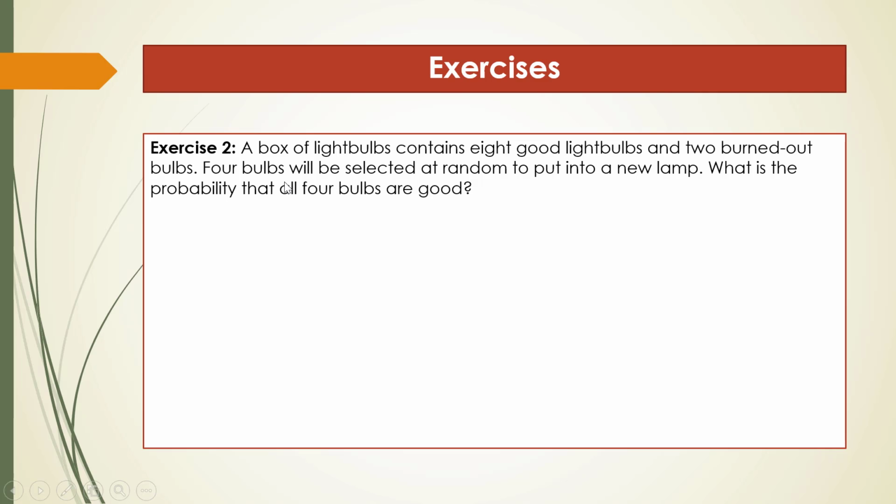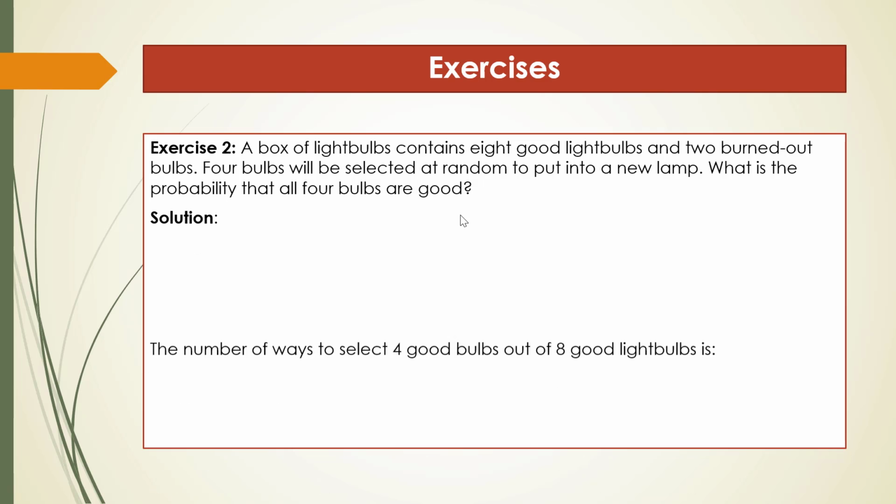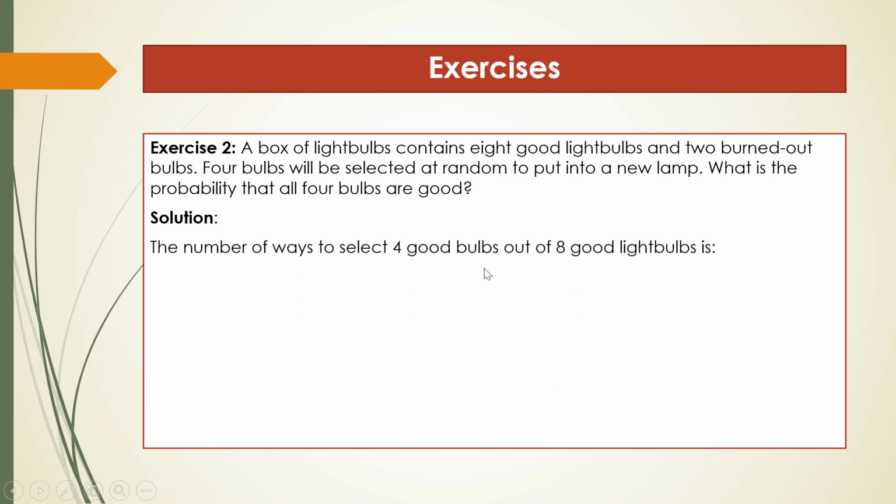To find the probability that all 4 bulbs are good, first we find the number of outcomes of the event, then we find the number of outcomes of the sample space, and then find the probability. For the event to have 4 good bulbs from the 8 good bulbs, we need a combination. So there are 8 choose 4 ways to choose 4 good light bulbs out of 8 good light bulbs, and that is 70. So 70 is the number of outcomes of the event.